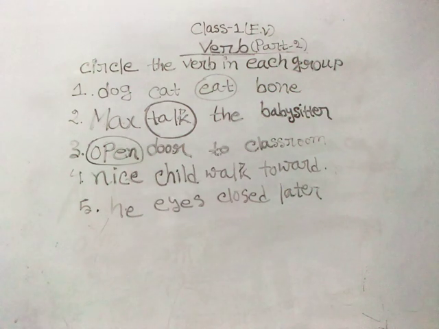Now number 4. In this line, we have some words like nice, child, work, toward. Nice, child, work, toward. Nice, do you think nice is a verb? No, nice is an adjective. It mentions the quality of anything. So if it is about quantity and quality, of course it is an adjective. It can't be a verb. Now coming to the next one, child. Child, no, child is a noun because by the word child we understand it's a baby.